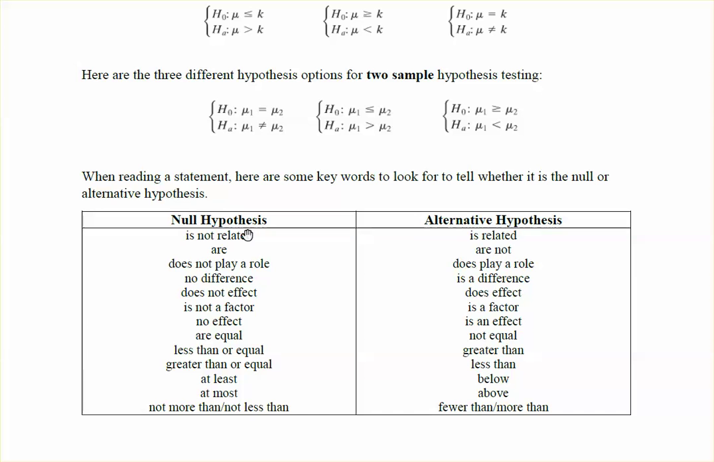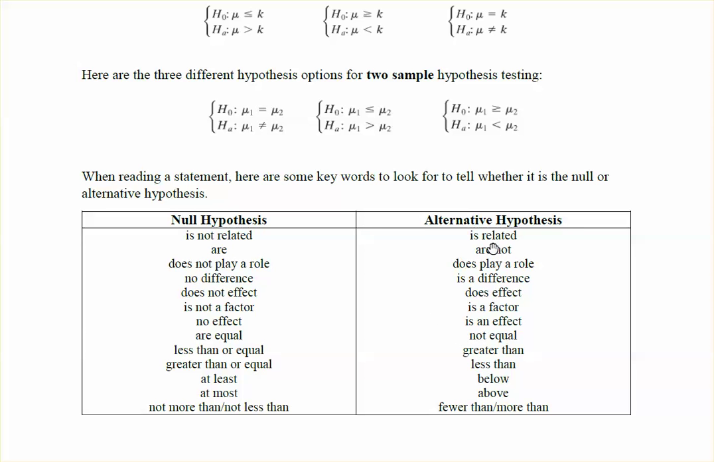So for the null hypothesis, you can see an example is "not related." So that means if you're reading through the claim, it would have something to say that's not related versus it is related. Are versus are not. Does not play a role, does play a role. No difference, is a difference. Does not affect, does affect. Is not a factor, is a factor. So you can kind of see here are the opposite flip words that can help tell whether it's your null or alternative.